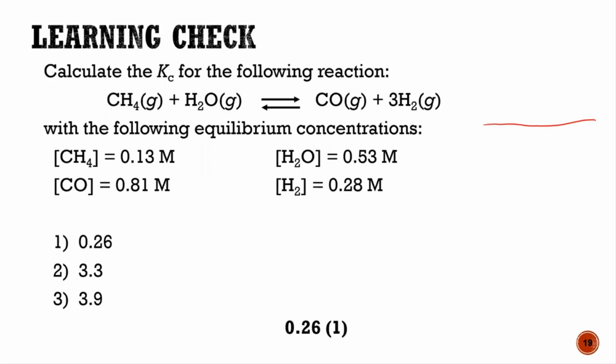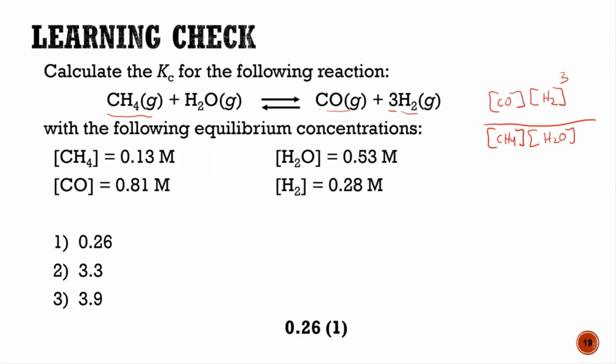So I look at my products. I see carbon monoxide. It's a gas. So I'll just put brackets, carbon monoxide. I see hydrogen. It's a gas. And I see it has a coefficient of 3, and I make that an exponent. So that's cubed. And then I go over to my reactants. Methane, it's a gas. And water, in this case, is water vapor. So we're going to incorporate that in our equilibrium expression.